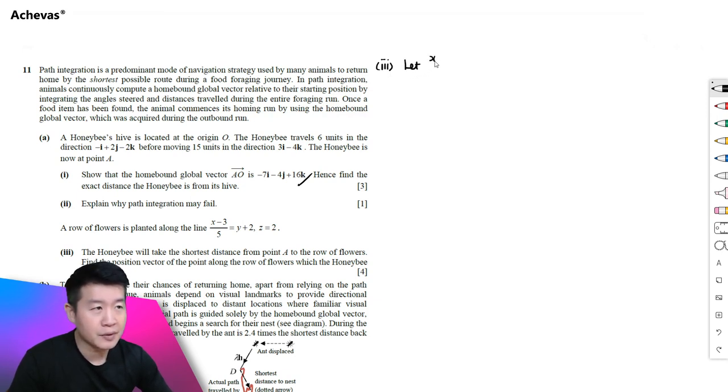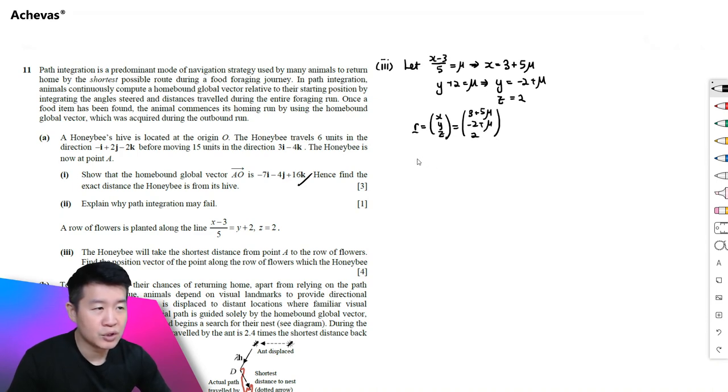I'm going to let (x minus 3) over 5 be equal to, let's say, mu. I'm using mu because in part B, the question has already used lambda. This tells me that x is equal to 3 plus 5 mu. And y plus 2, I'm going to let it be mu. This tells me that y is equal to minus 2 plus mu. And as for z, z is already 2. So rewriting this in terms of r as x, y, z, I see this as (3 plus 5 mu, minus 2 plus mu, 2). So I'm going to name this line L, okay? So L is r equal to (3, minus 2, 2) plus mu (5, 1, 0).